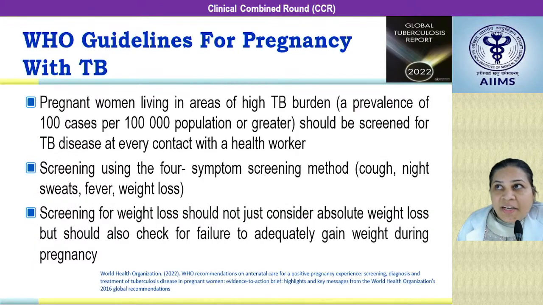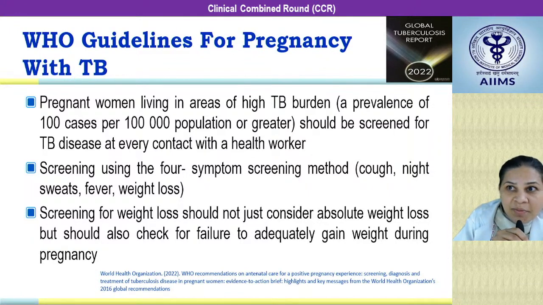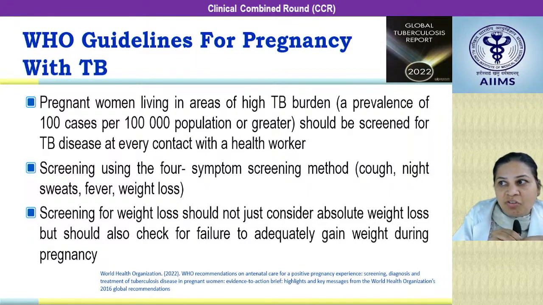So WHO guidelines for pregnancy with tuberculosis: pregnant women living in areas of high TB burden, like in India, should be screened for TB disease at every contact with a health worker. The screening should be a 4-symptom screening method, that is cough, night sweats, fever and weight loss. The screening for weight loss should not just consider the absolute weight loss, but it should also check for the failure to adequately gain weight during the pregnancy.